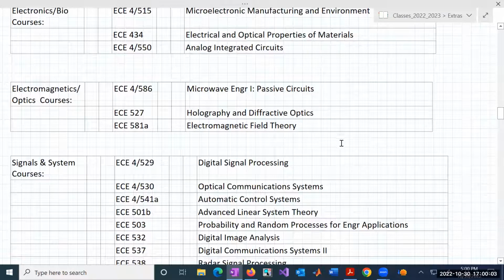In the electromagnetics area, we have passive circuit designs. That's now in the microwave frequency region. How do you design filters, different systems dealing in the microwave frequency interval? Holography and diffractive optics. And if you really enjoyed 381A, now you can step it up a notch and look at electromagnetic field theory at the graduate level at 581A.